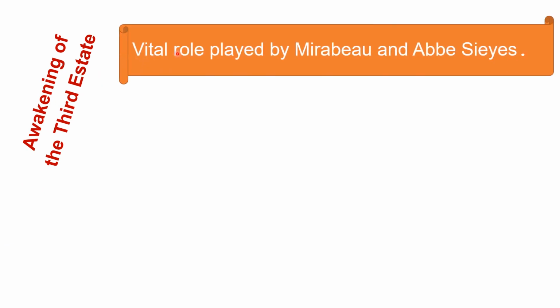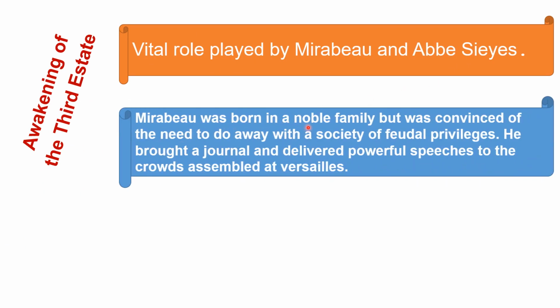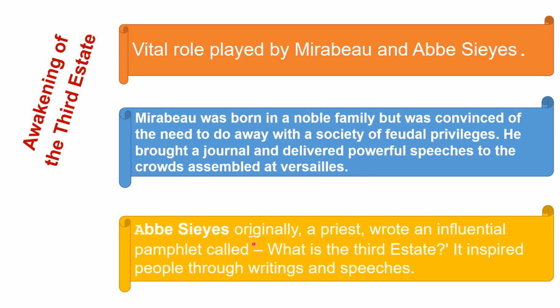Awakening of the third estate: a vital role was played by Mirabeau and Abbé Sieyès. Mirabeau was born in a noble family but was convinced of the need to do away with a society of feudal privileges. He began a journal and delivered powerful speeches to the crowd assembled at Versailles. Sieyès, originally a priest, wrote an influential pamphlet called What is the Third Estate? Remember this pamphlet's name? It inspired people through writing and speeches.